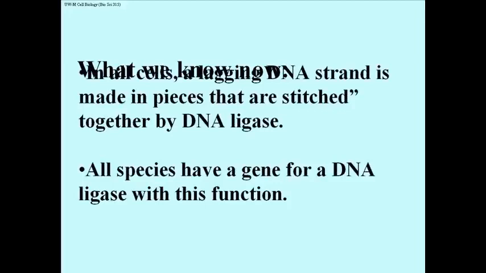We know that new DNA made along the lagging strand template is made in pieces that are later stitched together by DNA ligase, and that this occurs in all species and all cells. We also know that all species have genes for their own DNA ligase, and can therefore make their own enzyme when they replicate their own DNA.